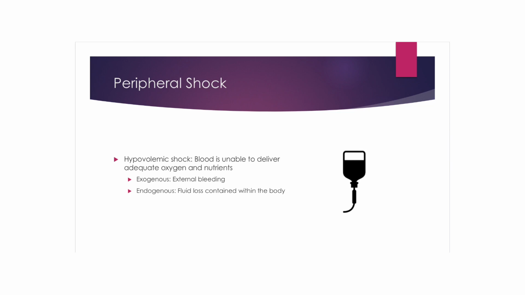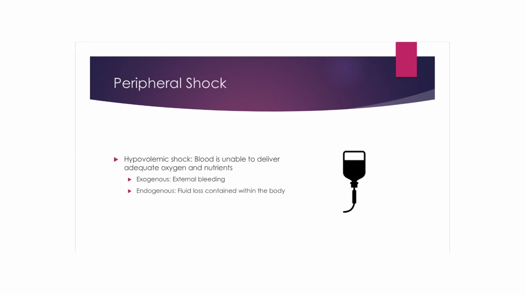Then, of course, we have peripheral shock, and hypovolemic shock is going to be your most common type of peripheral shock. Blood is unable to deliver adequate oxygen and nutrients, right? Kind of goes without saying. We know that's true. Circulating blood volume is insufficient to deliver adequate oxygen and nutrients to the body.